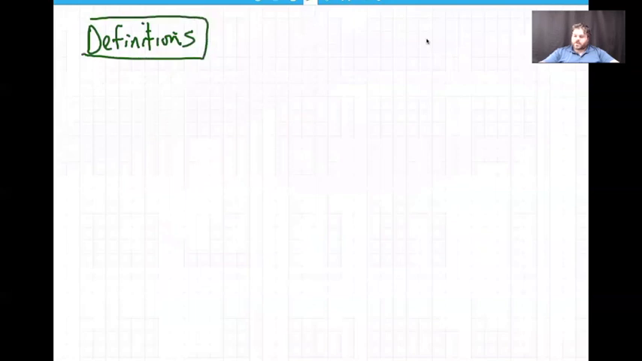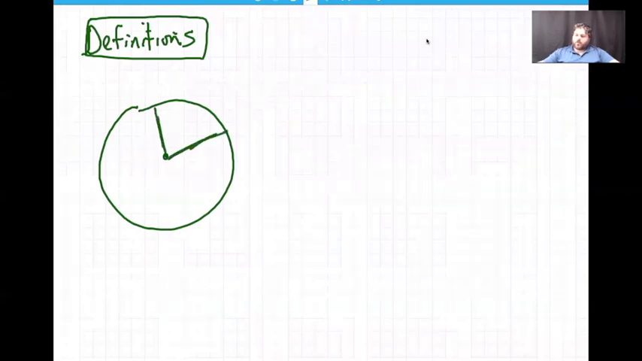Now let me talk about a few definitions, if I will. So here are some definitions that you've got to know. First of all, when we have a circle with a center point, we define this angle that's set at the center. This is called a central angle.